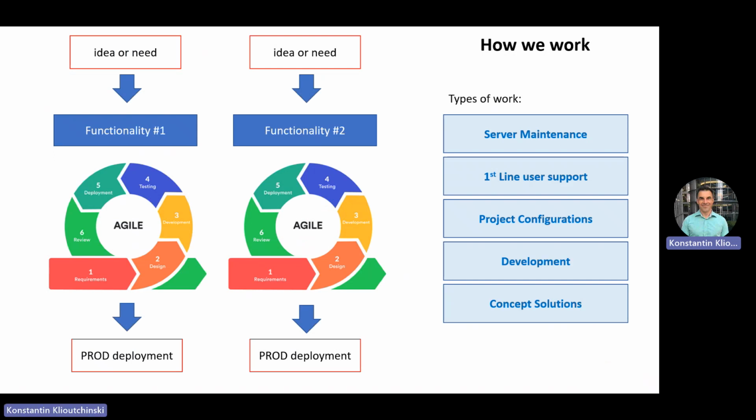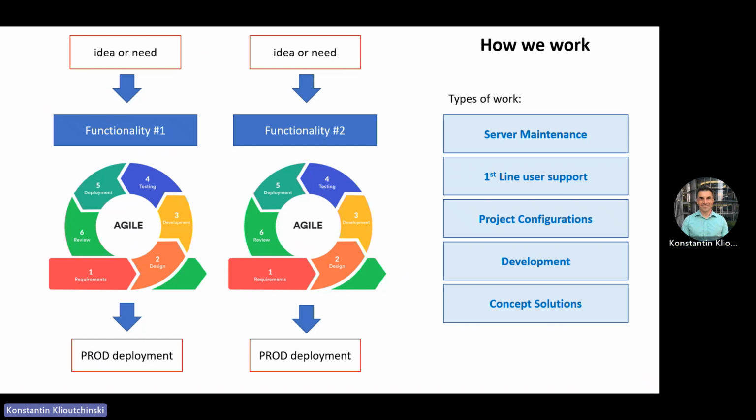Here we can see there is functionality number one. There was some idea or need of the company. We go through the agile process and we get development and deployment to production. In parallel, there is a different group of Polarion consultants from our company working on another functionality. We talk to each other, we talk to the users in the company, making sure that these two functionalities work together very well in the production system. Then functionality number two is deployed to production again.